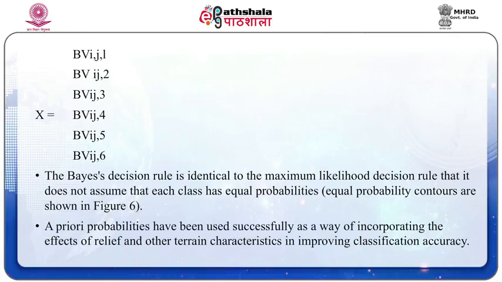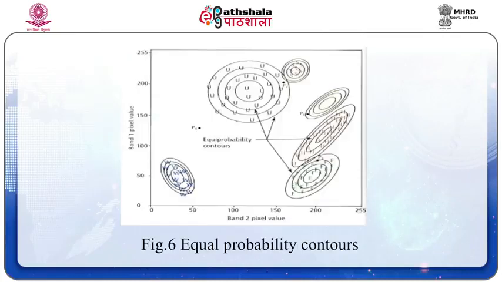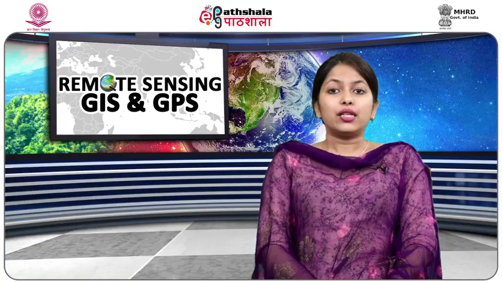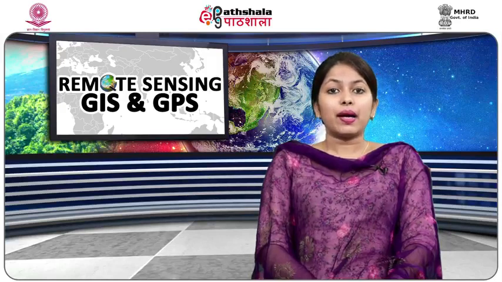The Bayes decision rule is identical to the maximum likelihood decision rule, except that it does not assume that each class has equal probabilities. As shown in figure number 6, a priori probabilities have been used successfully as a way of incorporating the effects of relief and other terrain characteristics in improving classification accuracy. The maximum likelihood and Bayes classifications require many more computations per pixel than either the parallel piped or the minimum distance classification algorithm. They do not always produce superior results.